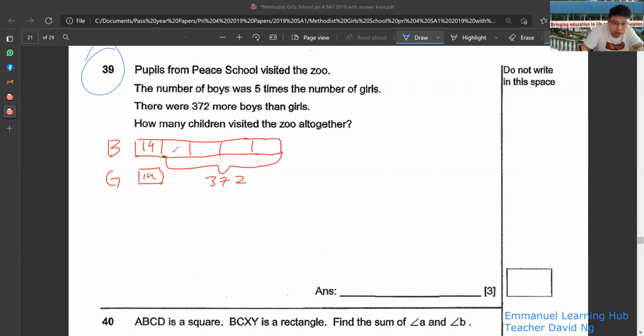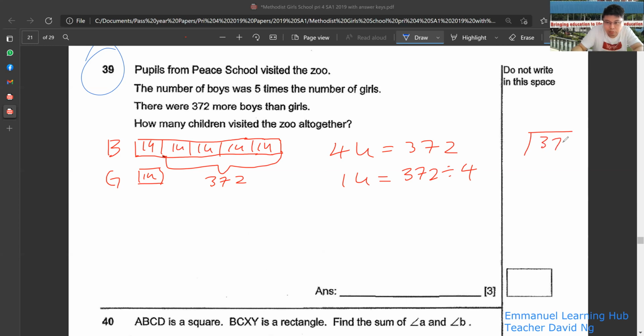So this is how many units? No, 372 is how many units? 4 units. 4 units is 372. So 1 unit equal to? 1 unit equals 372 divided by 4. Yes. Then after that, you divide.